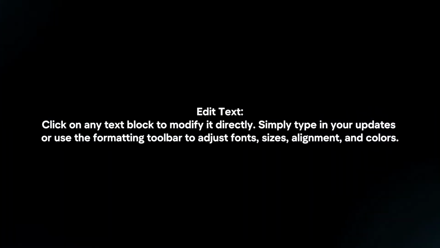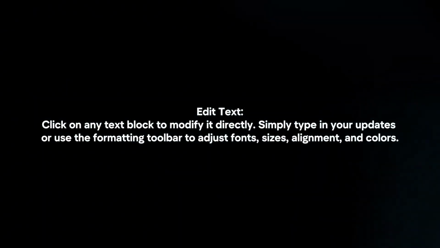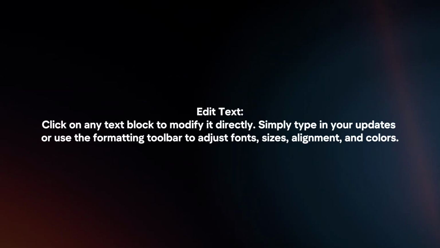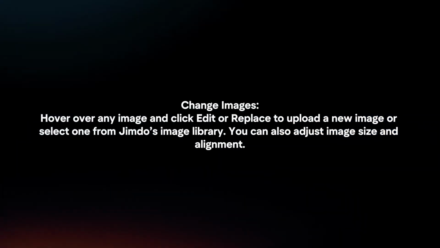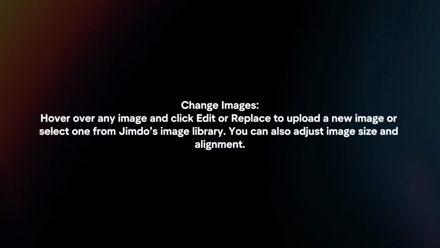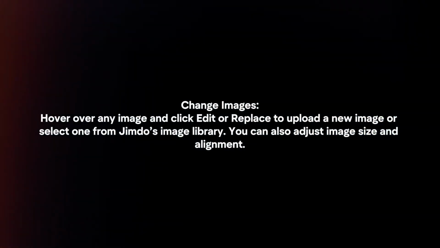Edit text. Click on any text block to modify it directly. Simply type in your updates or use the formatting toolbar to adjust fonts, sizes, alignment, and colors. Change images. Hover over any image and click Edit or Replace to upload a new image or select one from Jimdo's image library. You can also adjust image size and alignment.